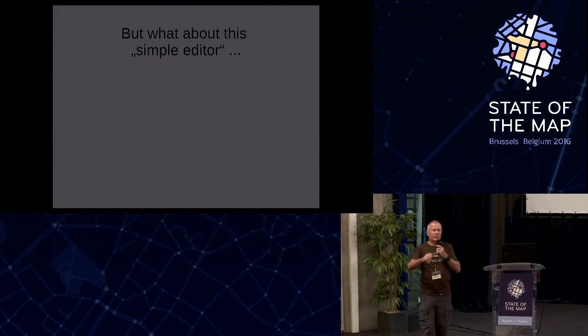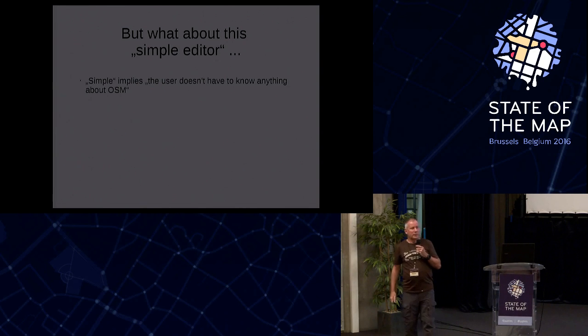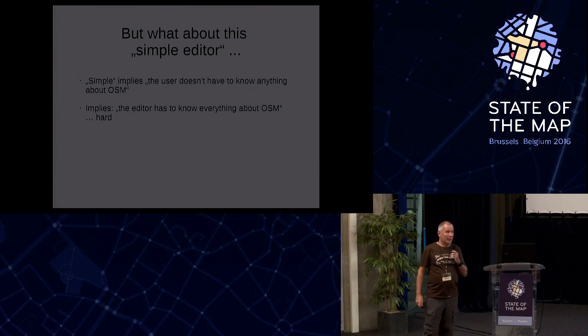Now, people will say, okay, that's because you have this complicated editor, you want to edit geometry and all that, and that's why you get all these complications. But simple implies, and I don't know, was anybody in the session before where Rob was talking? Rob said people shouldn't have to know about OSM to edit OSM. So simple implies the user doesn't have to know about OSM. The problem is that implies the editor has to know everything about OSM, and that is really, really hard.